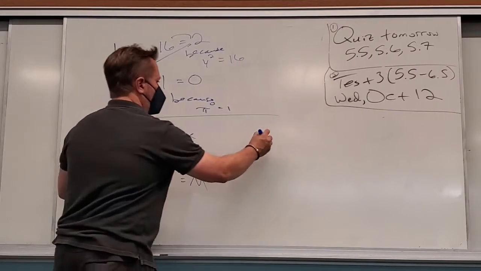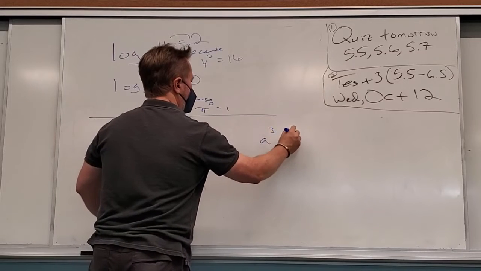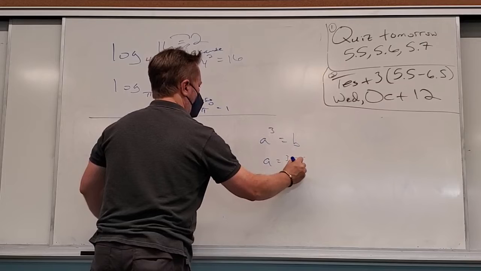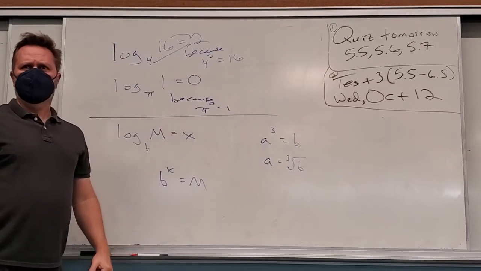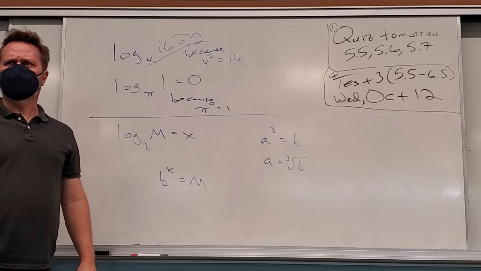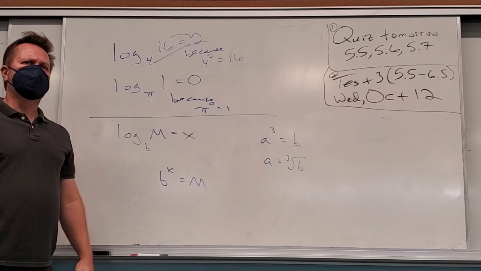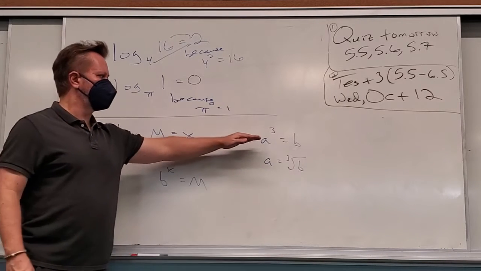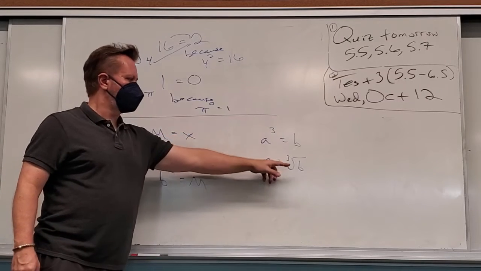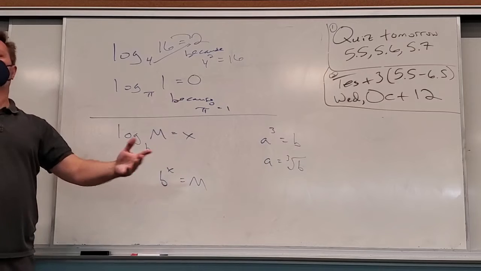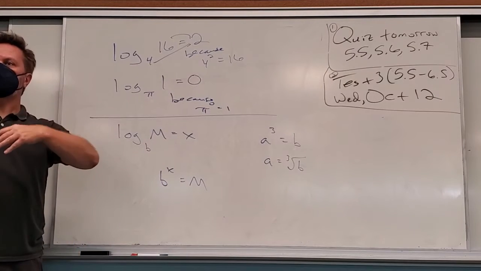Same way I could do this. A cubed equals b. Doesn't that mean that a equals the cube root of b? Yes? Isn't that true? So I can write it in power form or radical form, right? So here I can write it in logarithmic form or exponential form. So I can go between the two.